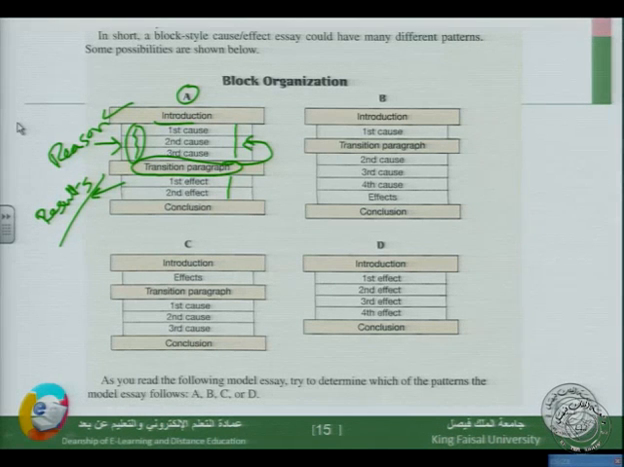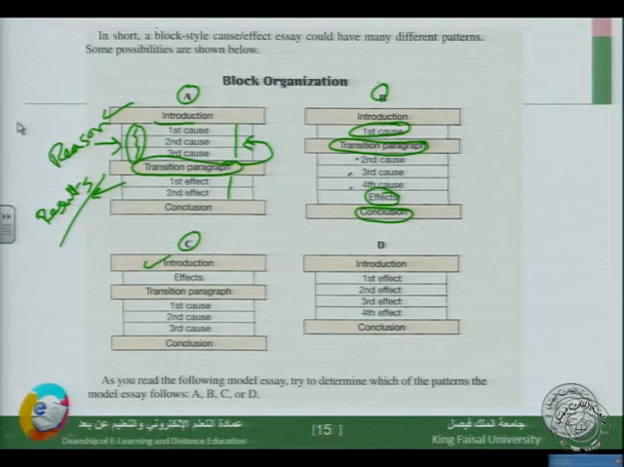Okay? Another one right here. You can also, for example, talk about one cause, and before you move to the second or third or fourth, you can put a transition paragraph to talk about the second and third and fourth. And here you can mention the results at the end. And here you can mention the conclusion.